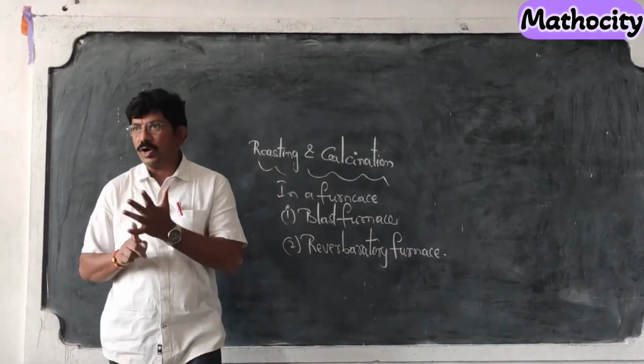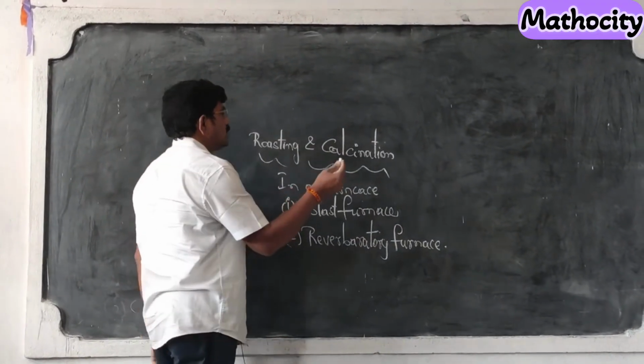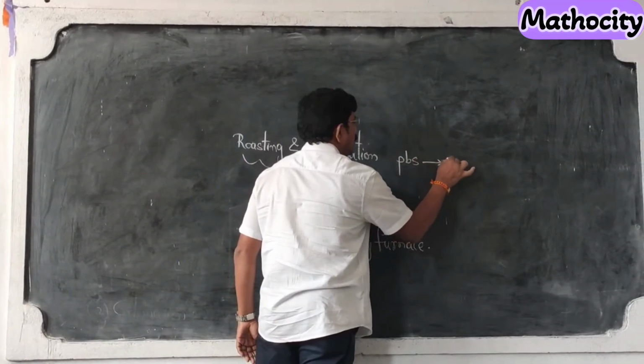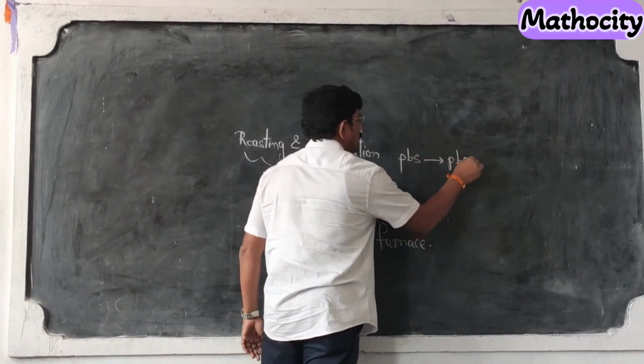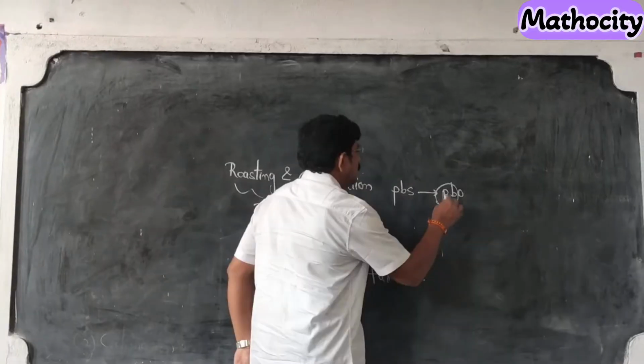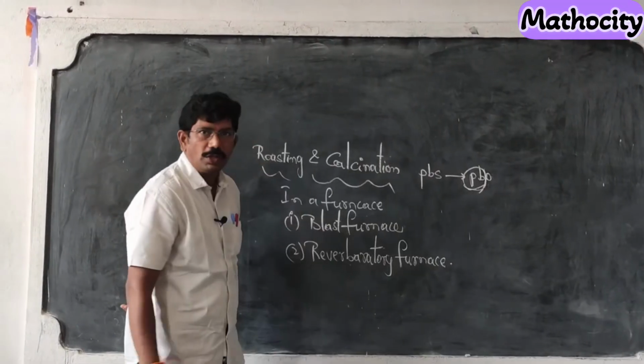Now the oxide ore from the concentrated metal. For example, lead sulfide is converted to lead oxide. So you need only the metal. Now listen to me, you have to remove this oxygen.